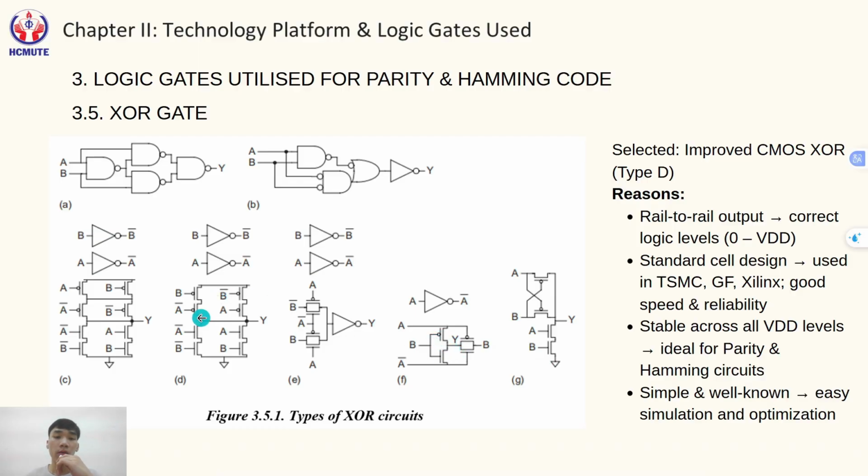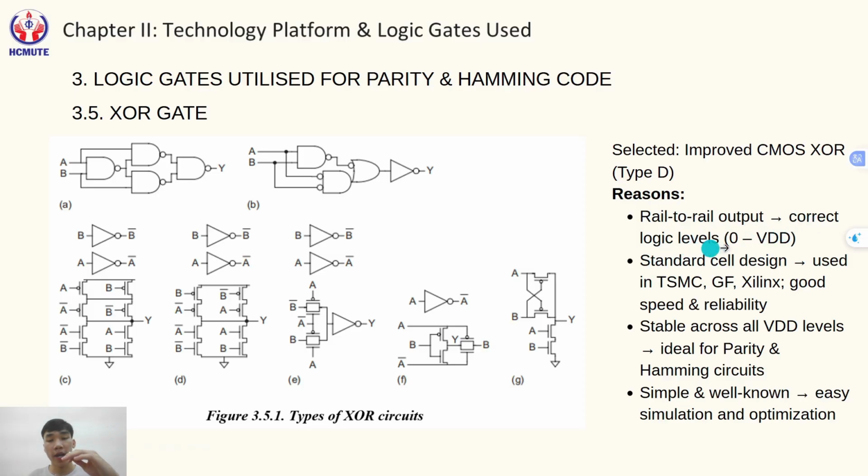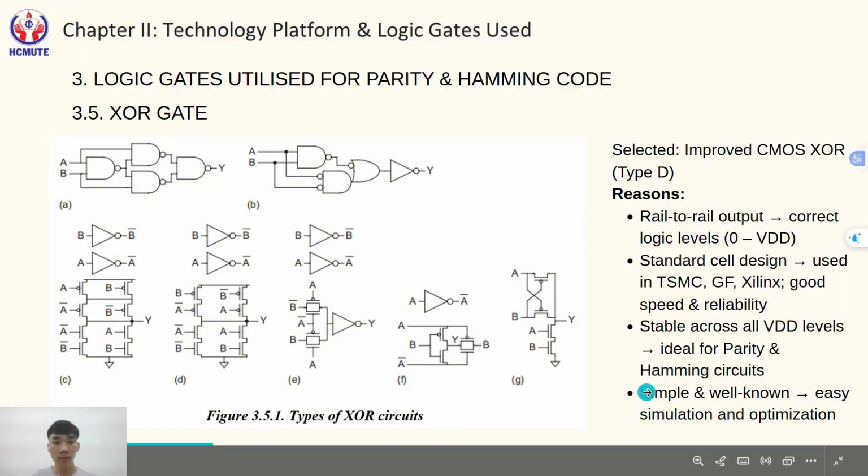So for this project, I will show the improved CMOS XOR in figure D because, first, rail-to-rail output ensures proper logic levels 0 and 1, meeting the CMOS standard. Second, it's widely used in CMOS technology such as TSMC or Xilinx, so it balances speed and reliability. And the third is it's easy to simulate and stable across VDD levels, suitable for parity and Hamming applications. And because this is the version that we had learned.